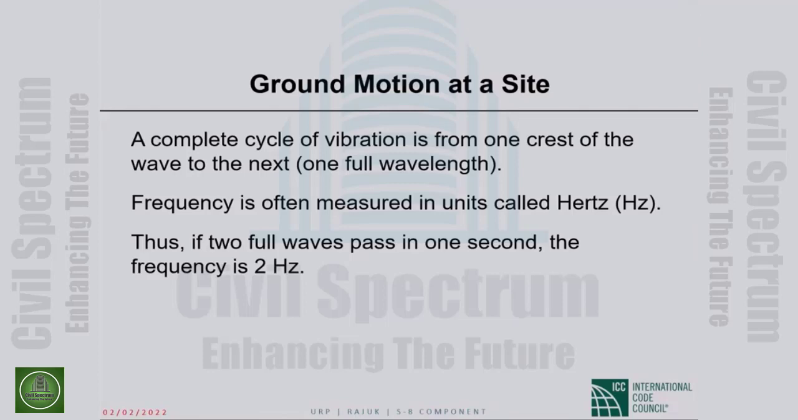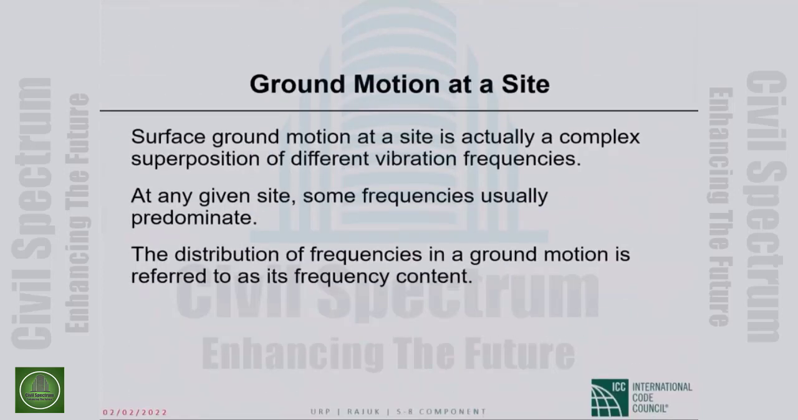2 per second means 2 seconds to the power minus 1. And as I mentioned yesterday, in our wind discussion, second to the power minus one is hertz. So the frequency is 2 hertz. If two full waves pass in 1 second, the frequency is 2 hertz.